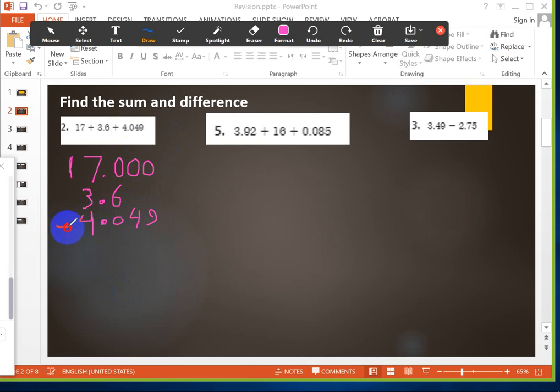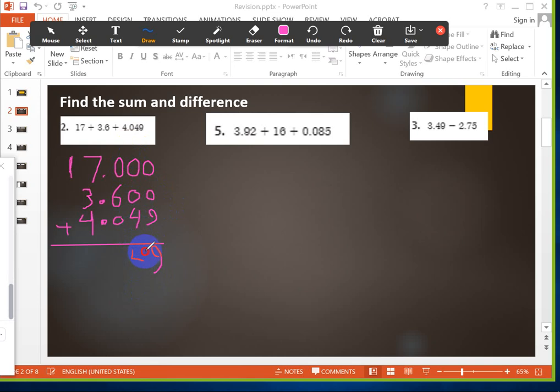Then I will add the numbers. Here there is no digit after 6, so the value of those digits will be 0. Now, 0 plus 0 equals 0, 0 plus 9 equals 9. So I will start the addition from the right side as we learned, okay? Now, 0 plus 0 equals 0, 0 plus 4 equals 4.